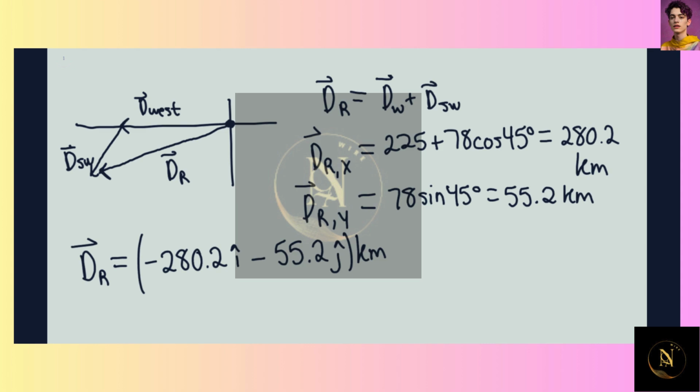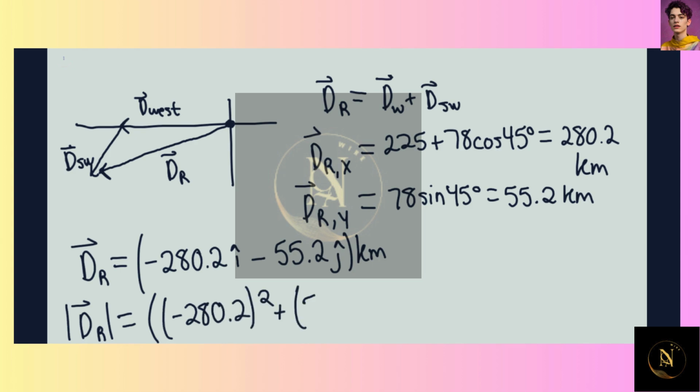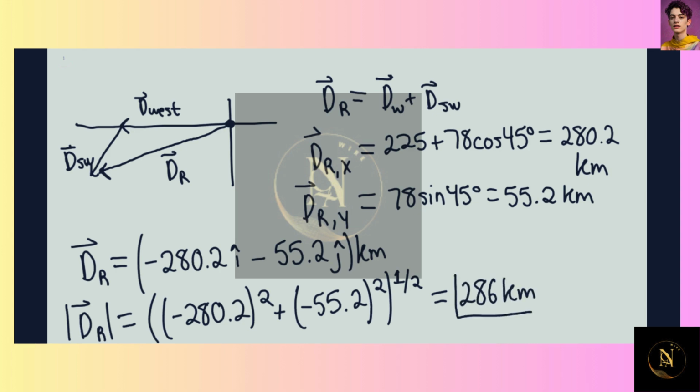And then if we wanted to find the magnitude, we could say that the magnitude would be equal to negative 280.2 squared plus negative 55.2 squared, all to the 1/2 power. And this is going to equal 286 kilometers. So this would be the magnitude. This would be the components of the resultant displacement.